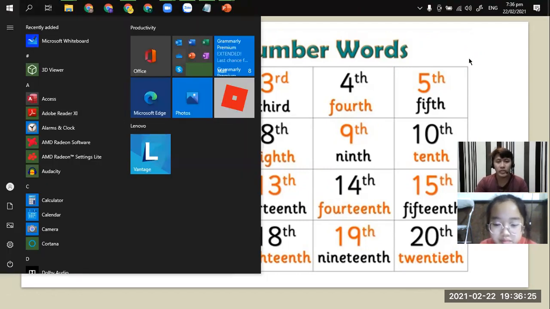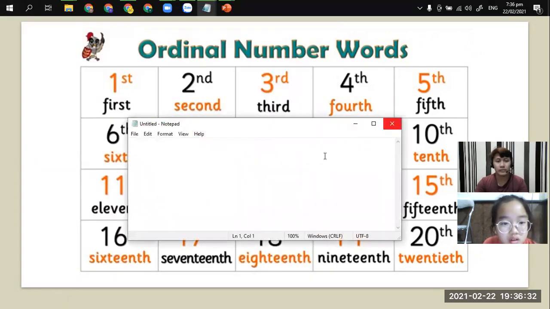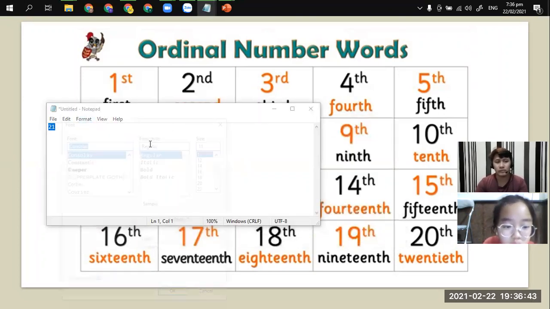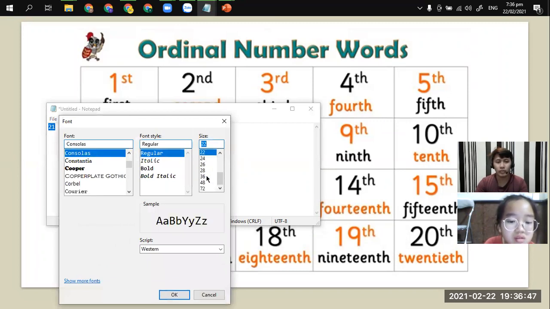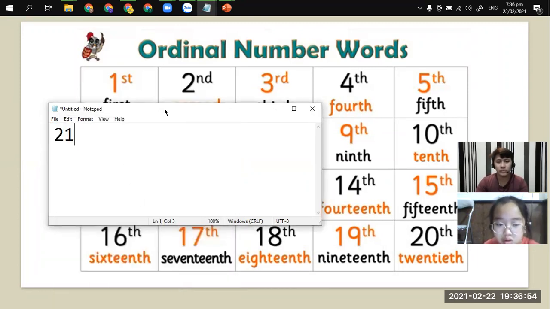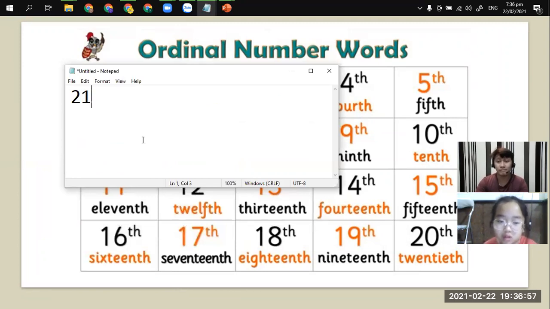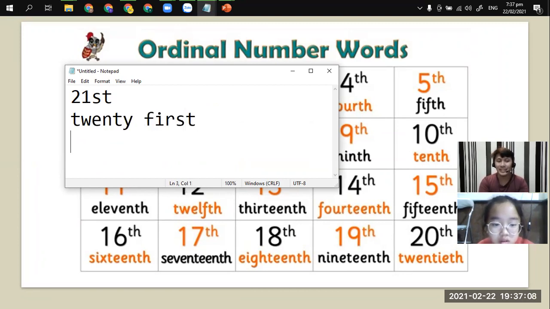What about this one, 21? What is the ordinal number for 21? After the 20th, what is the next number? 21st. Okay, you called it 21st, right? And 22, how do you say it in the ordinal number? 22nd. That's right, 22nd.